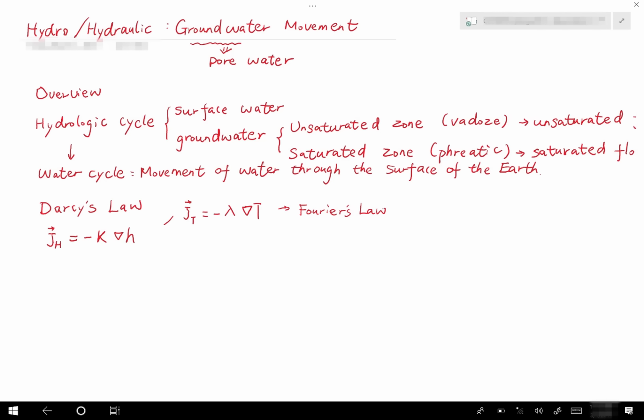And you may see some other laws, for example, for the movement of solutes, particles, we have something called Fick's first law. And for the movement of currents, we have Ohm's law. So they have the same form, but they just have different symbols, with different physical meanings.